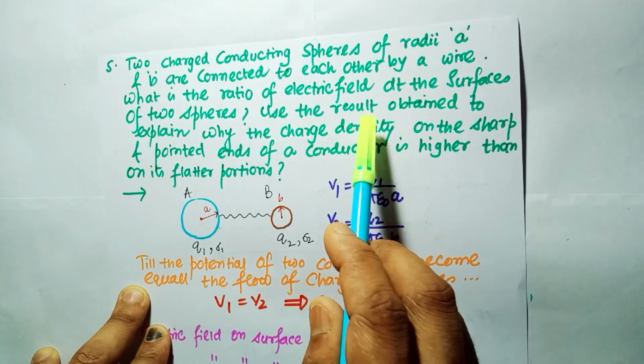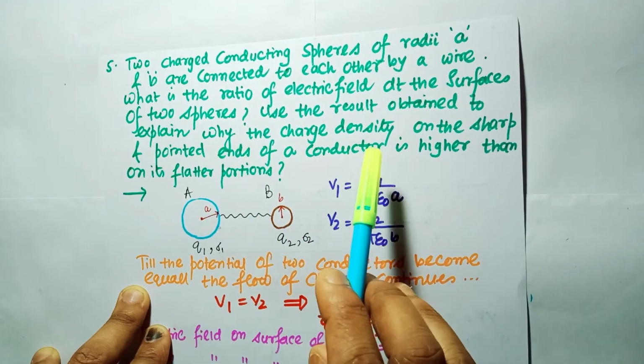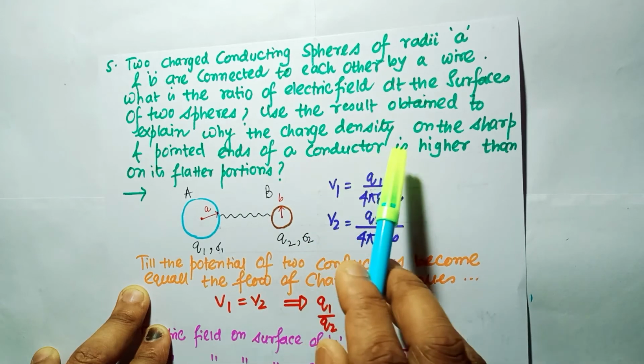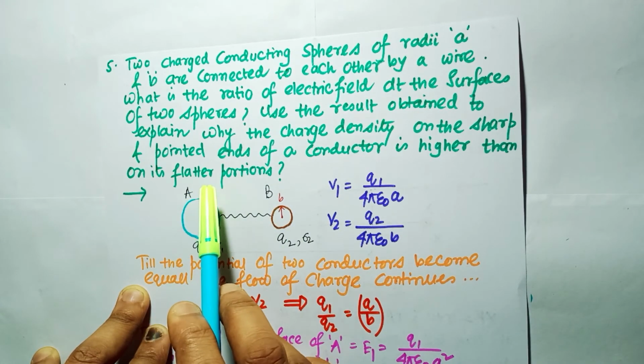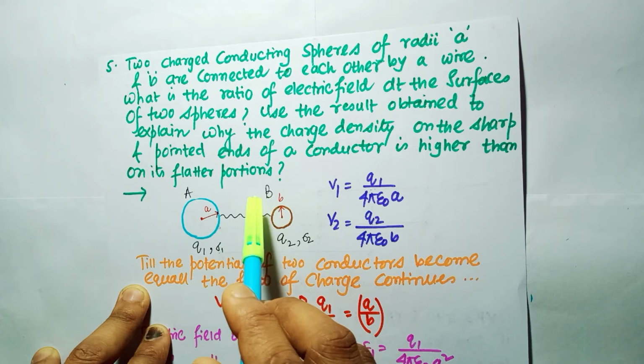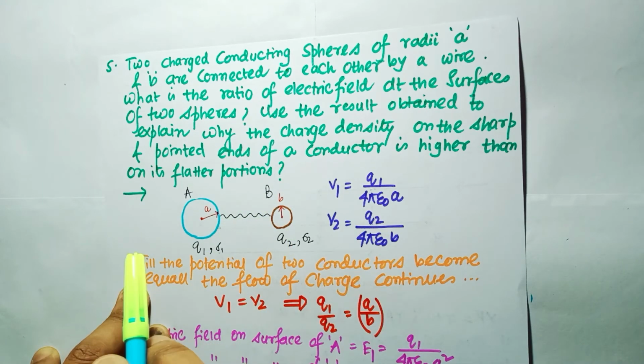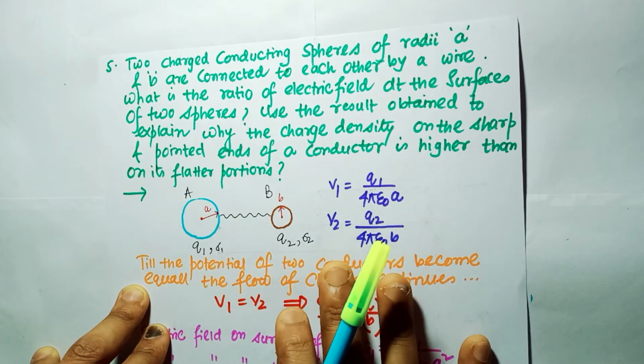Use the result obtained to explain why the charge density on the sharp and pointed ends of a conductor is higher than on its flatter portions. So for a conductor where there is some sharp end, the charge density there is higher than on a flat portion. I need to prove it.